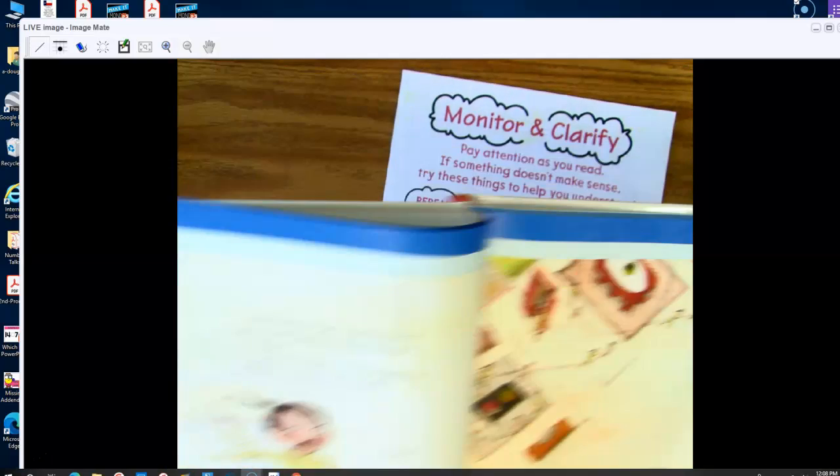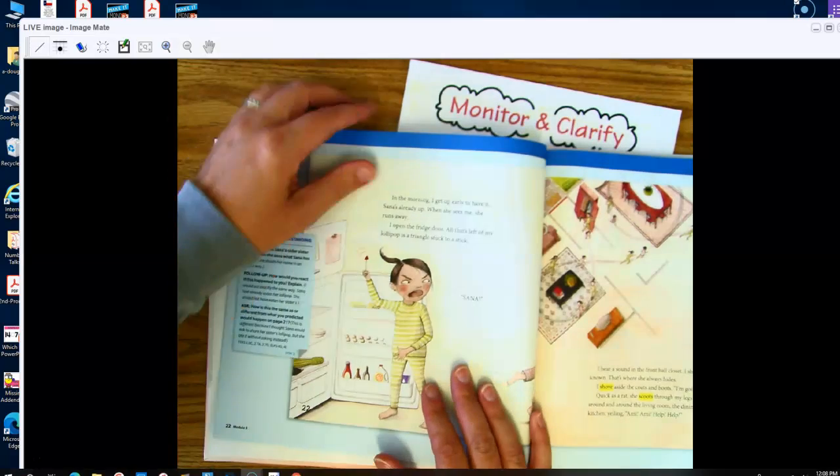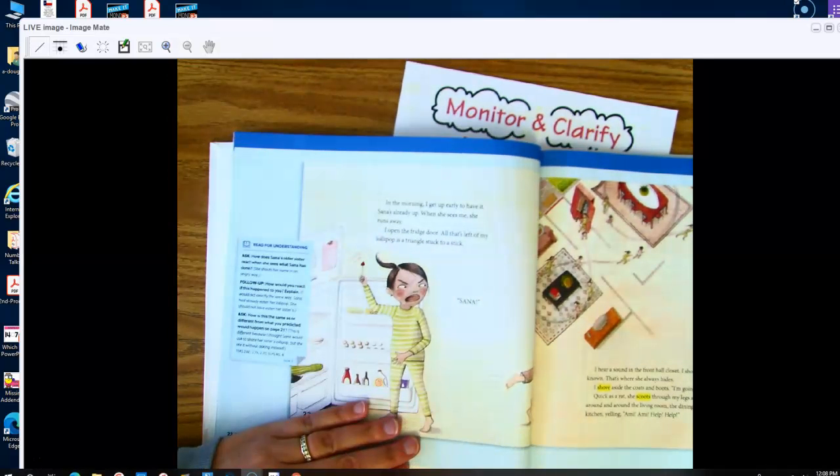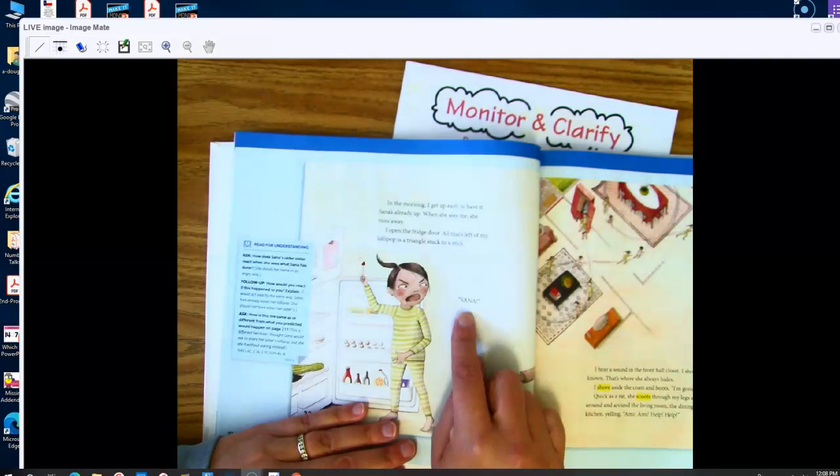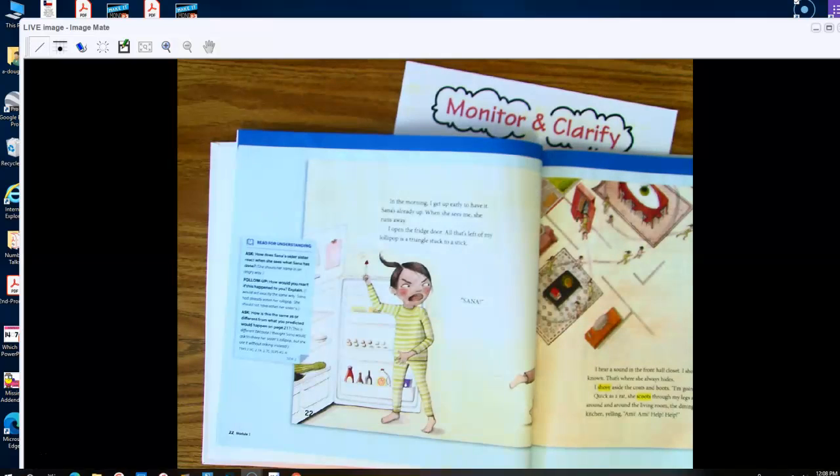In the morning, I got up early to have it. Sana's already up. When she sees me, she runs away. I open the fridge door. All that's left of my lollipop is a triangle stuck to a stick. Sana!